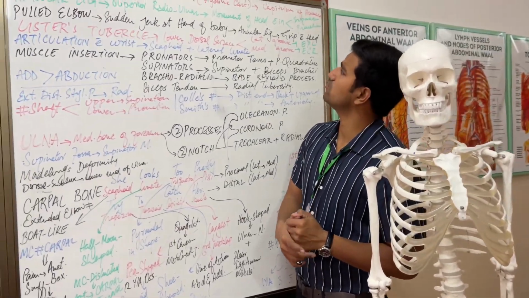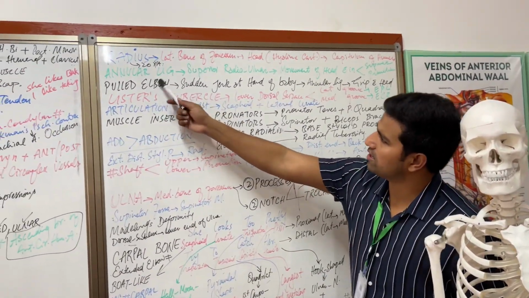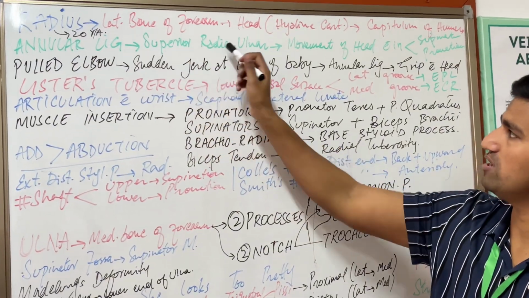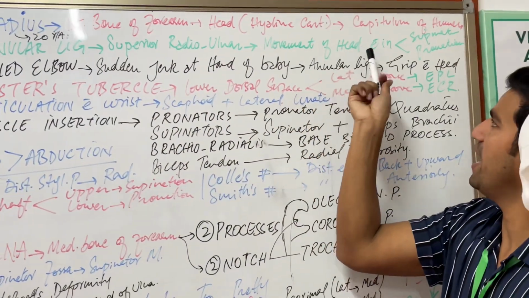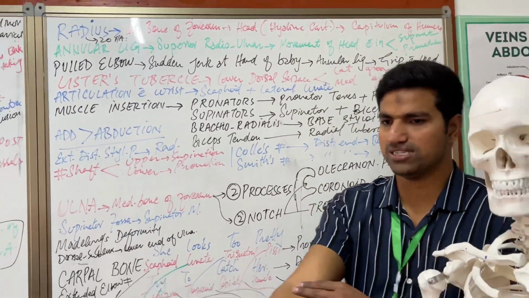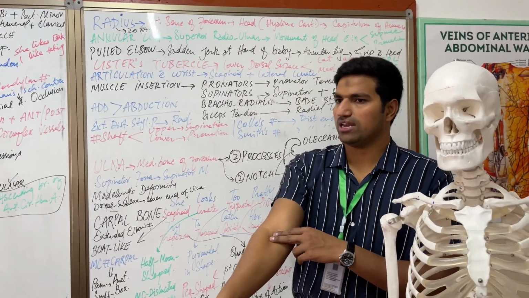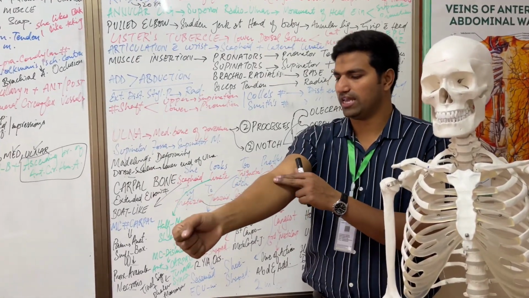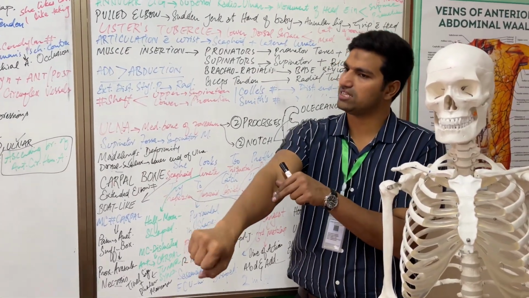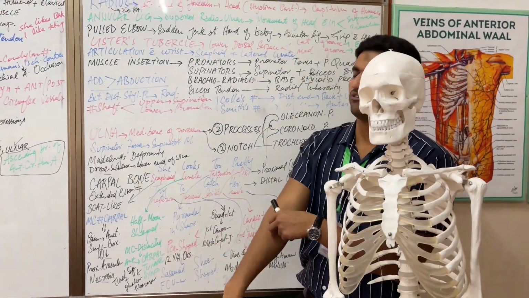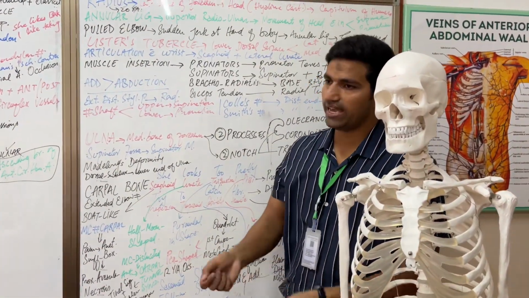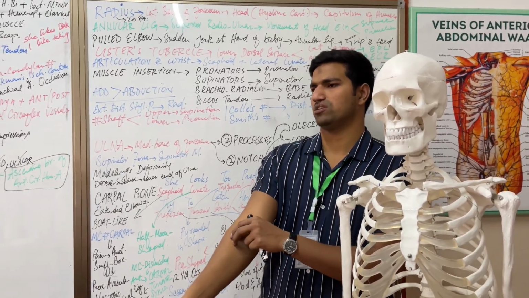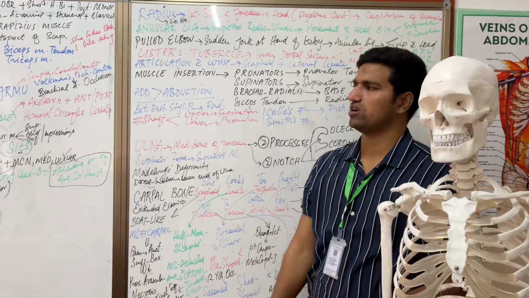Then we have talked about the annular ligament, which makes the superior radioulnar joint, and movement of the head of the radius happens inside the annular ligament in pronation and supination. When we do supination and pronation, the head of the radius goes inside the annular ligament only. So if there is a pulled elbow in the baby, the annular ligament will lose its grip on the head of the radius, and there will be pathology regarding that.